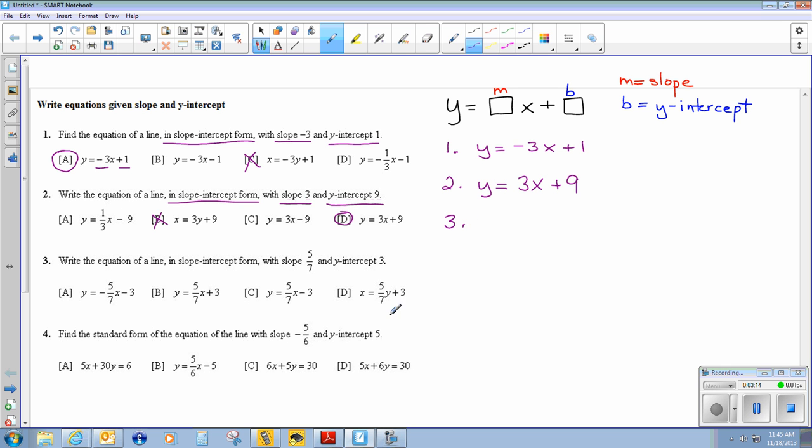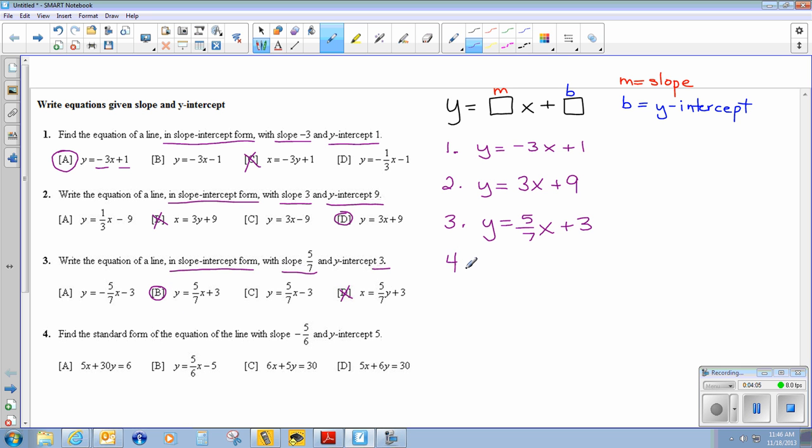Number 3, very similar question. We want it again in slope-intercept form. So that one's solved for y, this one is solved for y, this one is solved for y, but this one is solved for x. So I'm going to eliminate that as a choice. Y equals, I want my slope to be the coefficient of x. This one has a slope of 5/7. So I have 5/7 x. And then I want to add my y-intercept. My y-intercept is 3, so I'm going to add 3. So we want y equals 5/7 x plus 3. And this one has a y-intercept of -3. This is the one we want, 5/7 x plus 3.